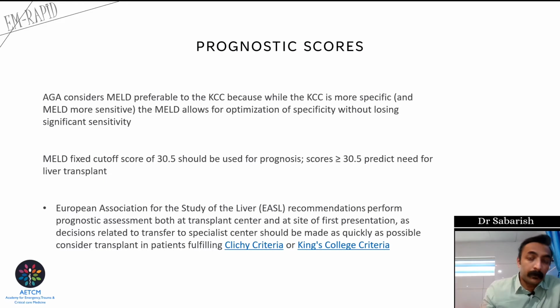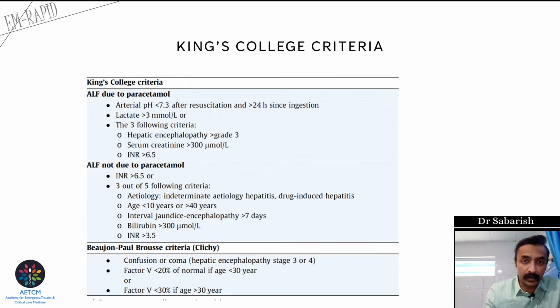As I told, AGA recommends MELD over KCC, especially because while KCC is more specific, MELD is more sensitive, and MELD allows for optimization of specificity without losing significant sensitivity. If you have a score of more than 30.5, it usually predicts the need for liver transplantation. But the EASL, that is the European Association for the Study of the Liver, usually goes with the King's College criteria or the Clichy criteria. This should give you a quick outline of the King's College criteria and the Clichy criteria, where King's College criteria again has two.